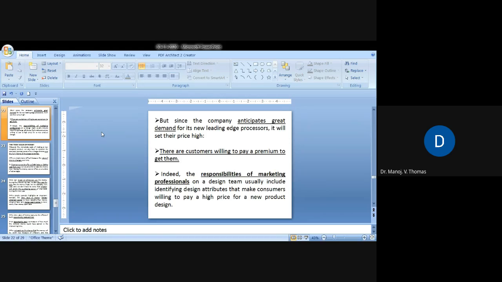Indeed, the responsibilities of marketing professionals on a design team usually include identifying design attributes that make consumers willing to pay a high price for a new product. For example, a new gaming console company wants to launch into the market, and they know that people are waiting for this particular gaming console. Then accordingly they can set the price, because the market demand is huge and the people are willing to pay the money. So identifying such information is the responsibility of the marketing professional of the design team.